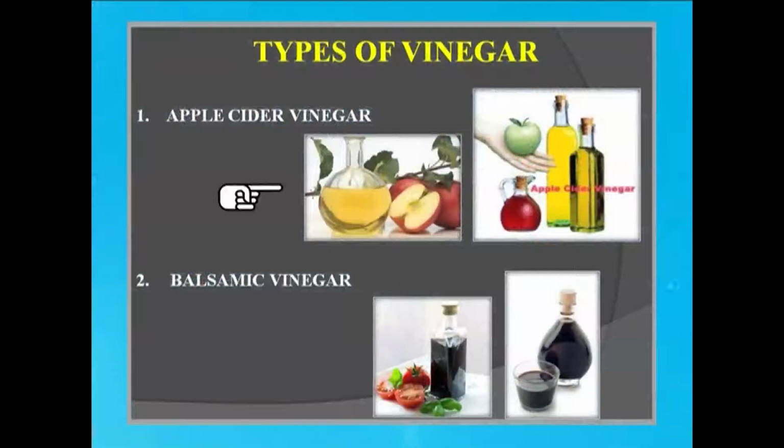The first one is the apple cider vinegar. This is typically produced from apple cider. What do you mean by apple cider? Cider is nothing but actually wine produced from apples. So wine, that is ethanol containing beverage produced from apples, is used as a substrate, and the vinegar that is produced from it is called apple cider vinegar. Mostly apple cider vinegars are lighter in appearance, have a golden brownish appearance.